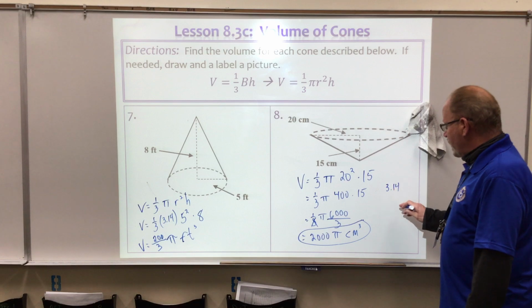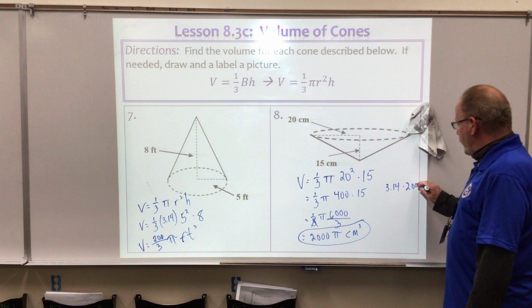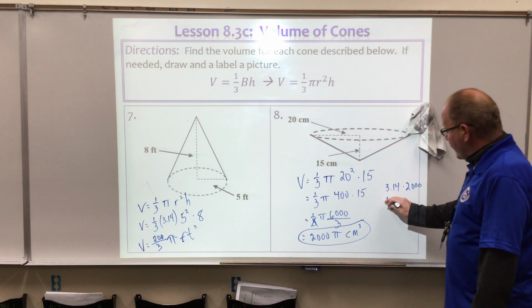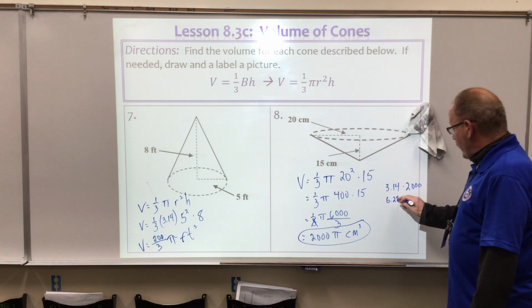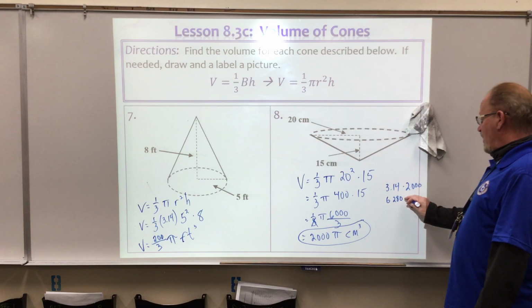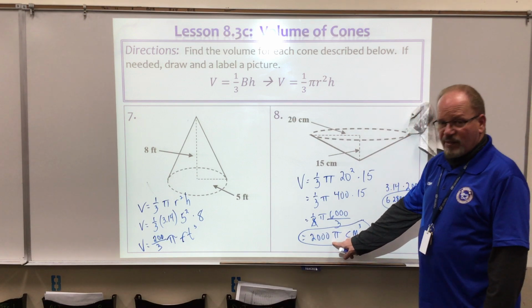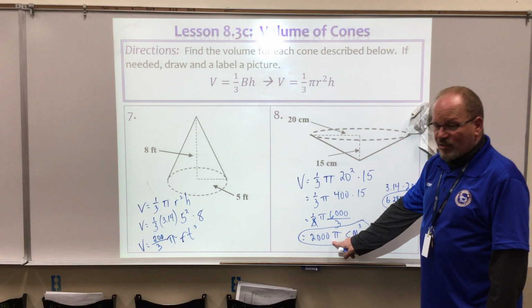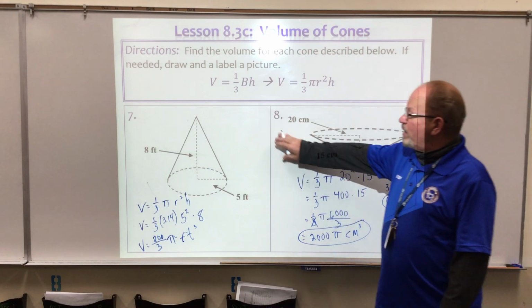instead of pi, so 3.14 times 2,000 would be, well, 2 times this is 6.28. Add the 3 zeros, 1, 2, 3, centimeters cubed. This is an approximation for this. This is an exact answer. This is an approximation.